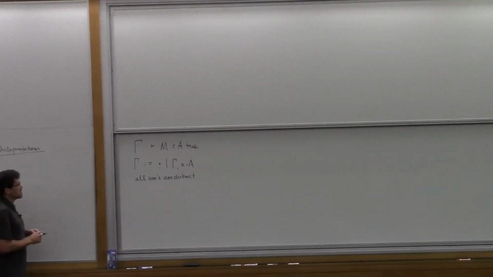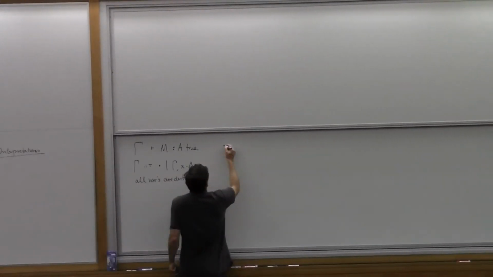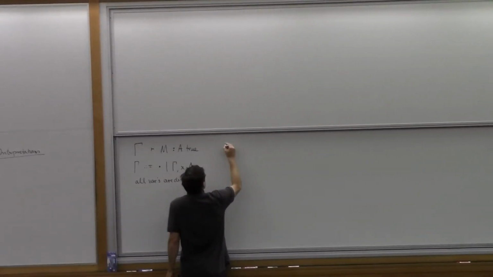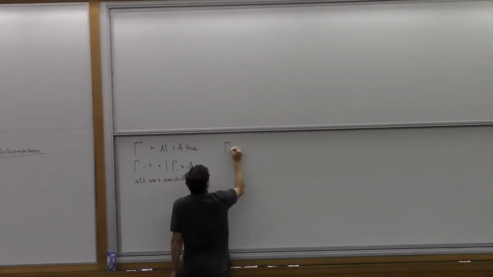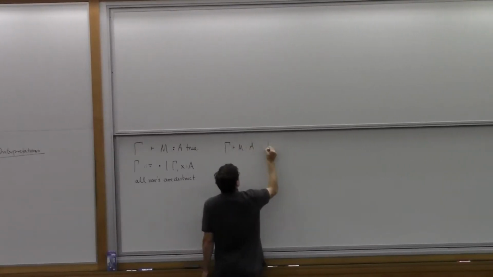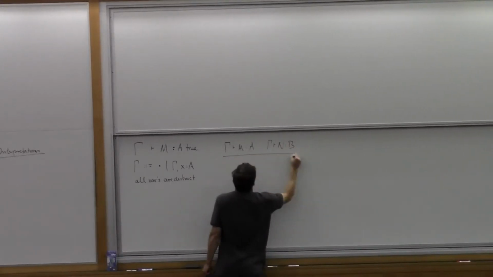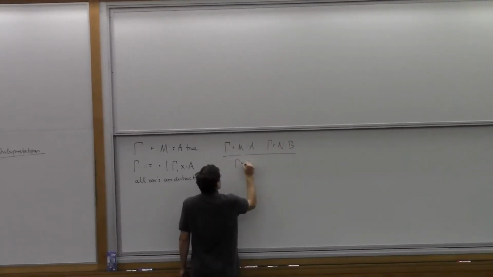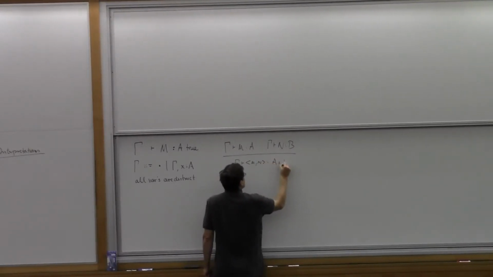Okay. With that notation in mind, we can go back and rewrite what we had before. We had conjunction introduction, which, if I write it with a context, would be this: if I have M colon A, and I have gamma turnstile N colon B, then the pair M comma N is a proof of A and B.